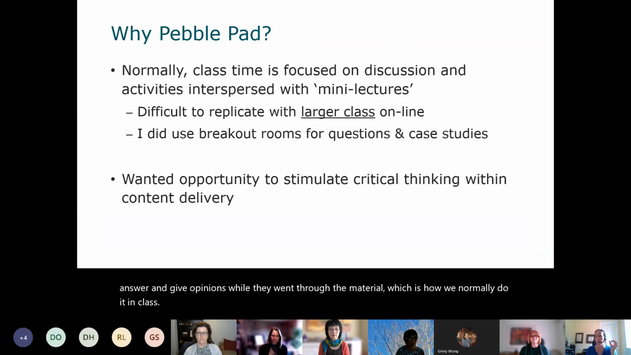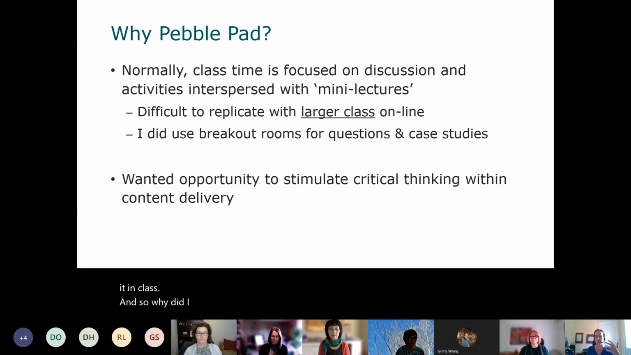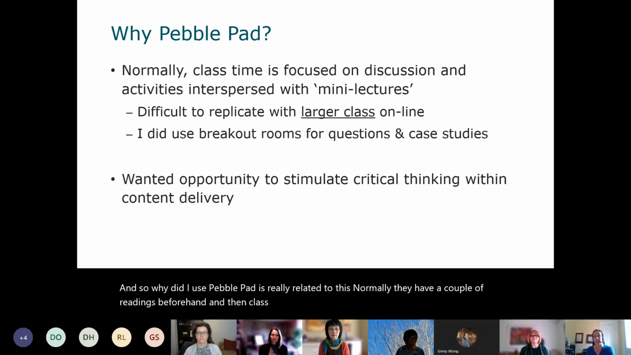And so why did I use PebblePad is really related to this. Normally, they have a couple of readings beforehand, and then class time is focused on discussion and activities interspersed with little mini lectures on the content that reinforce the readings.